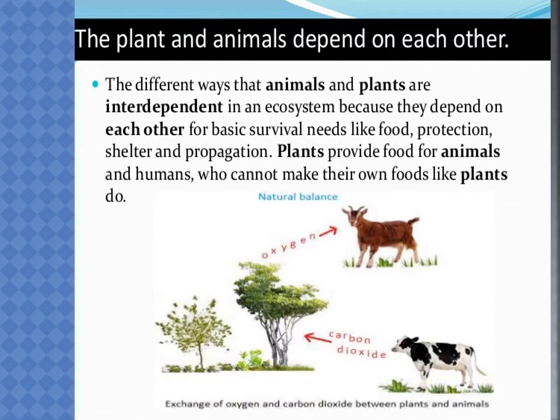Okay, next, maintaining fertility of soil. The excretory waste of animals, that we know, is nitrogenous in nature. That is the fertility of soil.